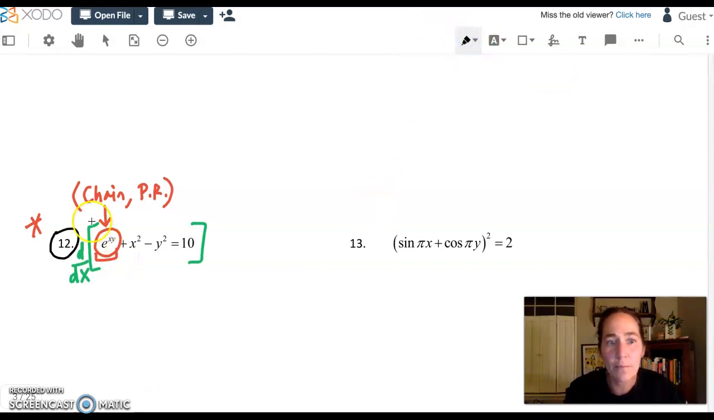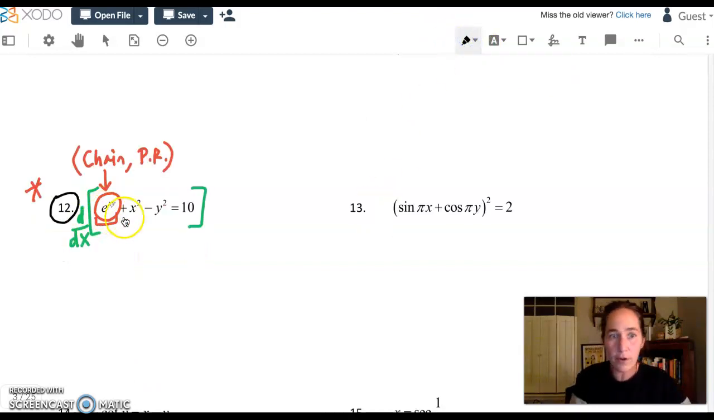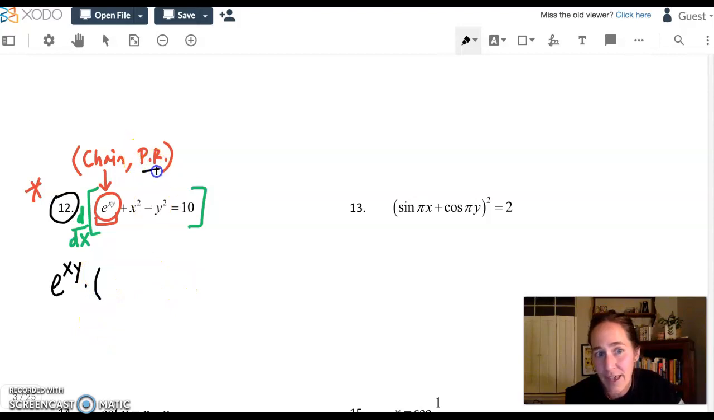E to the xy. Well, the main event, the outer part of the function, is that you're raising e to something. And e to the something is its own derivative. We're going to say that's got a derivative of e to the xy. Okay, so we've handled e being raised to a power. Then let's chain on an inside derivative that's going to involve, like we said, a product rule. So we've got u prime v plus v prime u.